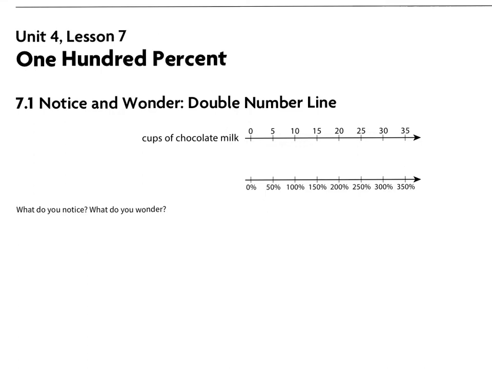All right, folks, for this one, we're in lesson 7 and unit 4, we're going to talk about double number lines. So we've talked about these tape diagrams. These double number lines are another way, a new way of looking at these same kind of problems. So the question here is, what do you notice and what do you wonder? So we have cups of chocolate milk and then percents down below. Write me down a couple things that you notice and you wonder.